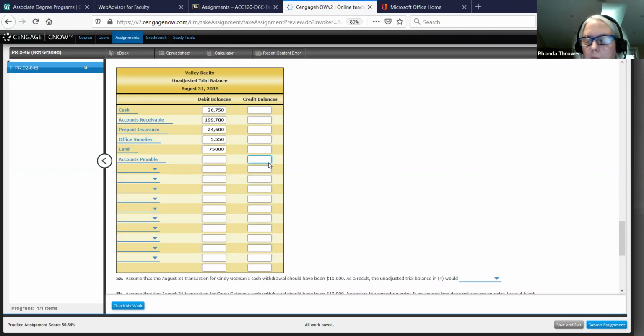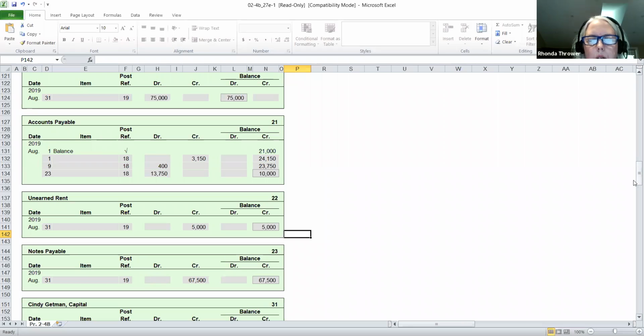Notice I'm putting it on the credit side at 10,000. Then I'm going to go to my next ledger account, and my next ledger account is unearned rent. Unearned rent's the new account that we talked about today. It's a liability account. It has a credit balance of 5,000.